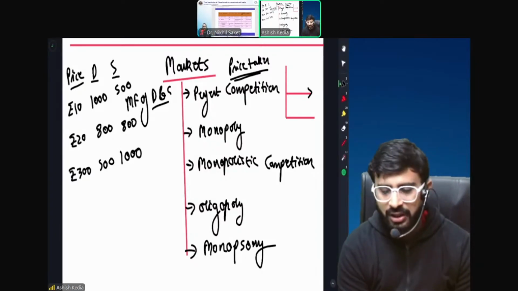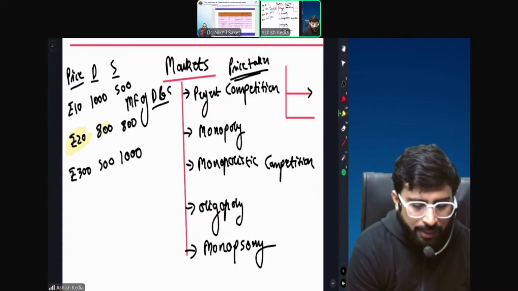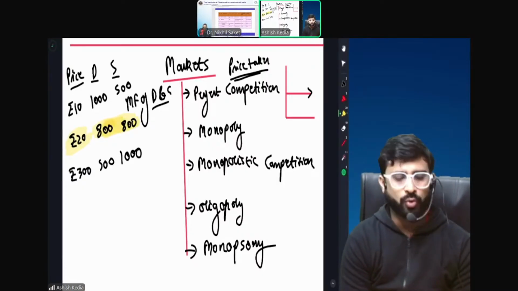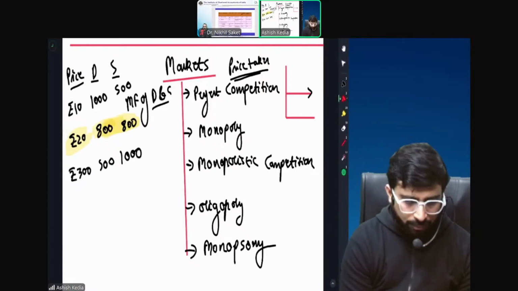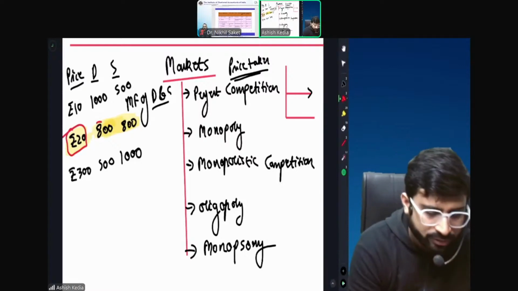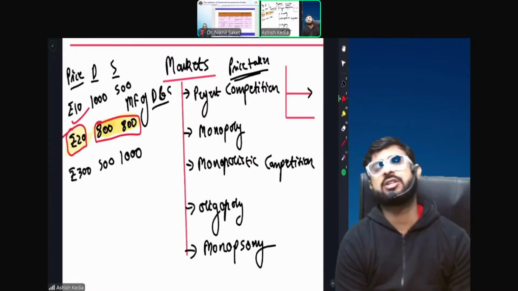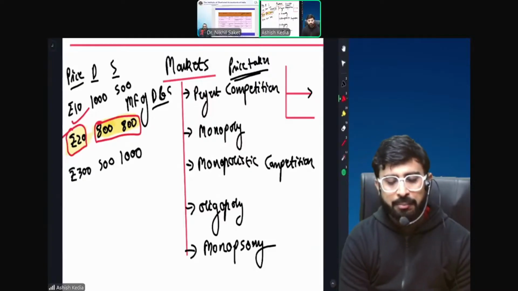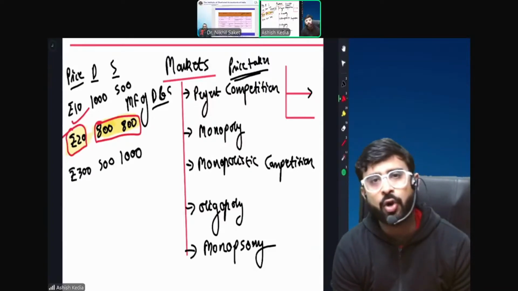So you all see, at 20 rupees the demand and supply have become equal. When at 20 rupees demand and supply have become equal, it means the market is at equilibrium. This is the equilibrium price and this is the equilibrium quantity. So this is the price which every firm is going to charge. And remember, firms are price takers. Market is the price maker in a perfectly competitive world.